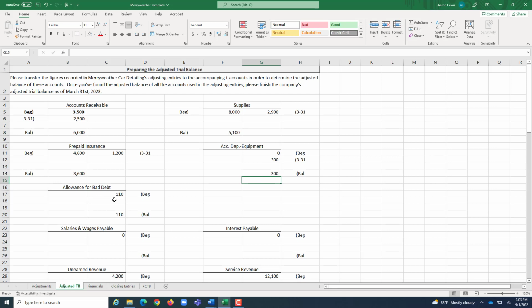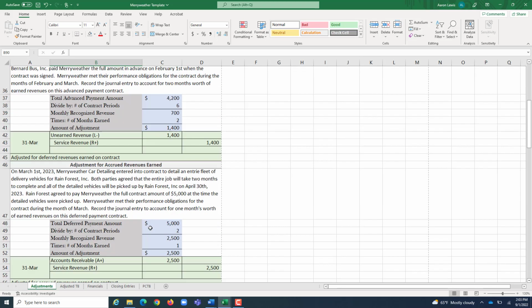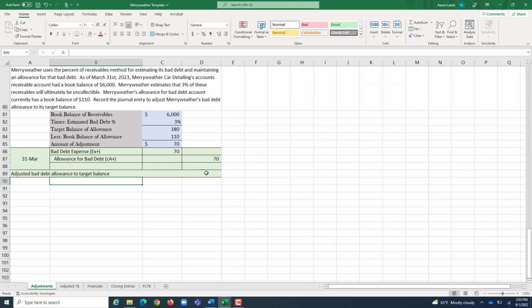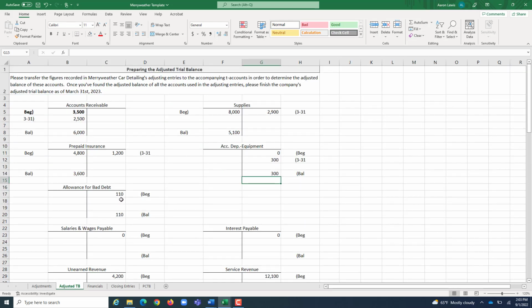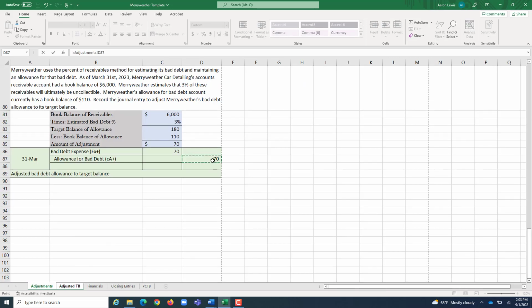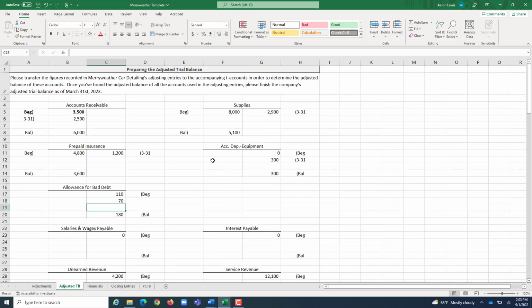Allowance for bad debt. We adjusted that balance in our adjustments. In fact, if I scroll down, we increased it by $70 by crediting our allowance for bad debt account. So I'm going to hit equals on the credit side over here in the next available line that we have, go back to my adjustments and bring that $70 credit over from the journal entry that we recorded on March 31st, to bring our balance up to our target. And now our balance is $180. That's exactly what we wanted.